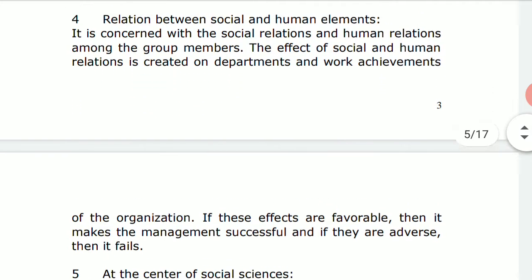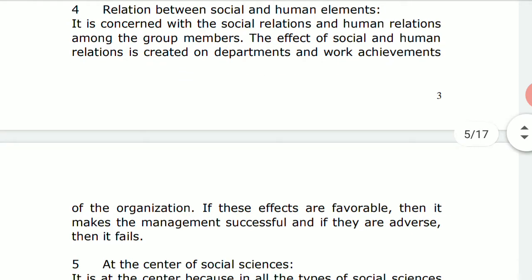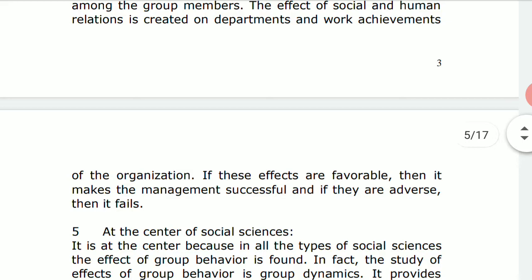Next, the fourth one is the relationship between social and human elements. It is concerned with social relations and human relations among the group members. The effect of the social and human relation is created on the departments and the work achievement. Naturally, it depends on what kind of human relationship it is.